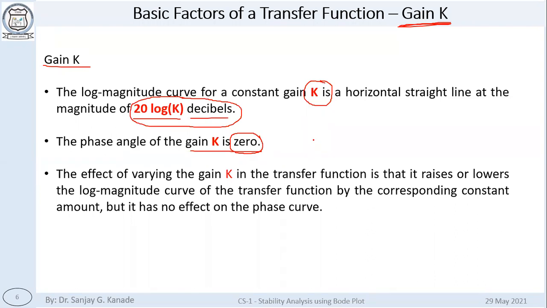Otherwise, if not impossible, it will be really difficult and infeasible for you to calculate the resultant magnitude by multiplying individual factors at every frequency. We will see how we add these when we find out for a sample problem. Okay, so this is about the gain.